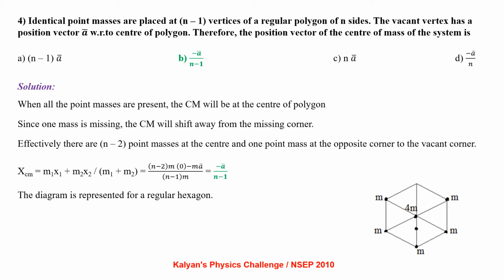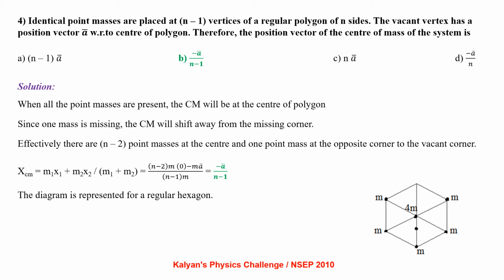Identical point masses are placed at n-1 vertices of a regular polygon of n sides. The vacant vertex has a position vector a bar with respect to the center of the polygon. Therefore, the position vector of the center of mass of the system is: when all the point masses are present, the center of mass will be at the center of the polygon. Since one mass is missing, the center of mass will shift away from the missing corner.